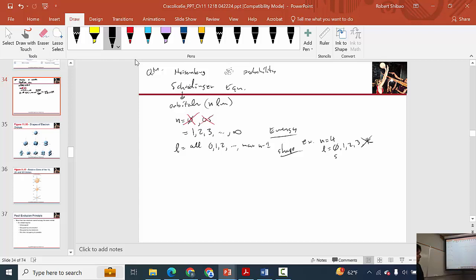When L is equal to 0, we call that an s orbital. When L equals 1, we call it a p orbital. L equals 2 is a d orbital, and L equals 3 is an f orbital. So s, p, d, f, and it would go g, h, i, etc. from then.